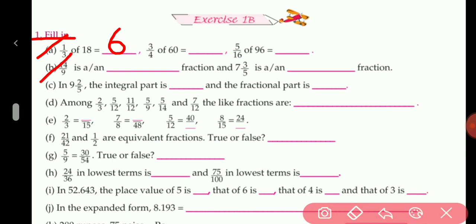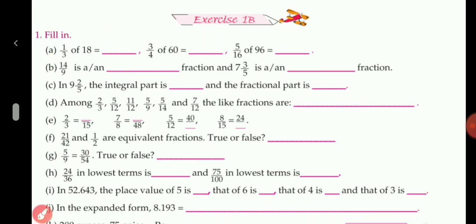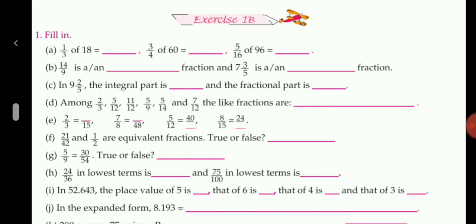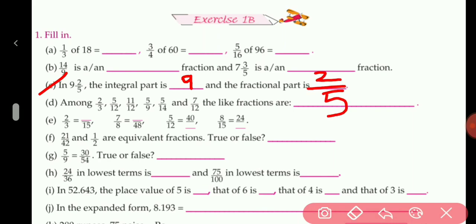In B part, 14 upon 9 is a dash fraction because its numerator is greater than its denominator, so this is an improper fraction. And 7 upon 3 is a dash fraction because it contains both integral part and the fractional part. This fraction is known as mixed fraction. M-I-X-E-D, mixed fraction. In C part, in 9 2 by 5 the integral part is 9 and the fractional part is 2 by 5 and this is a mixed fraction.